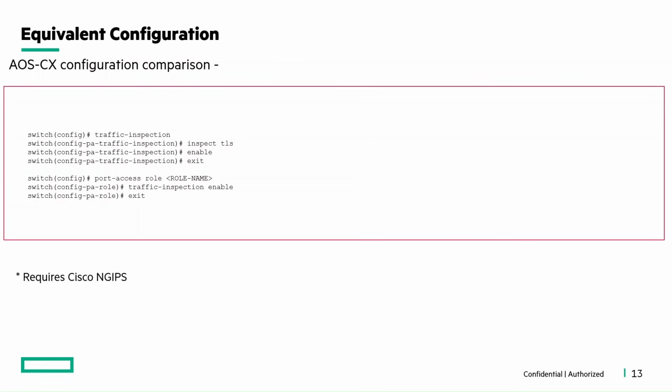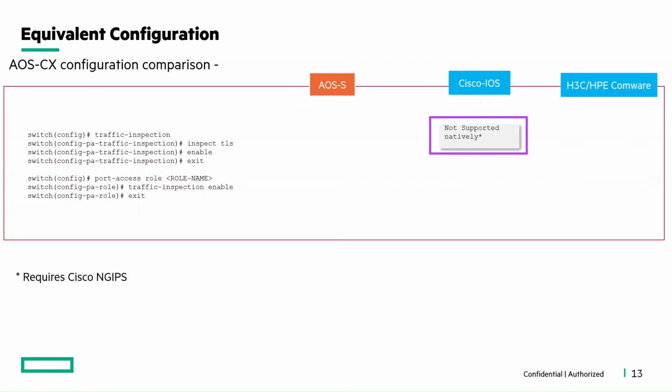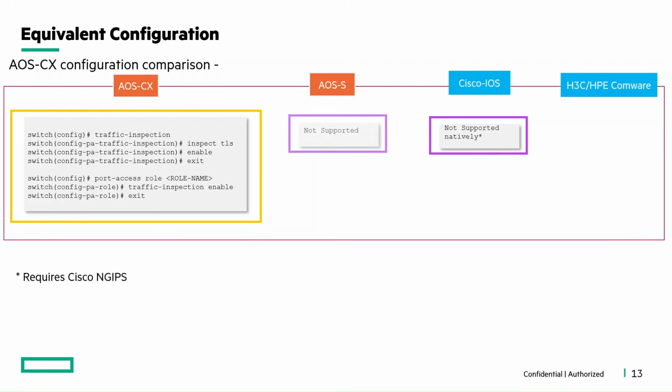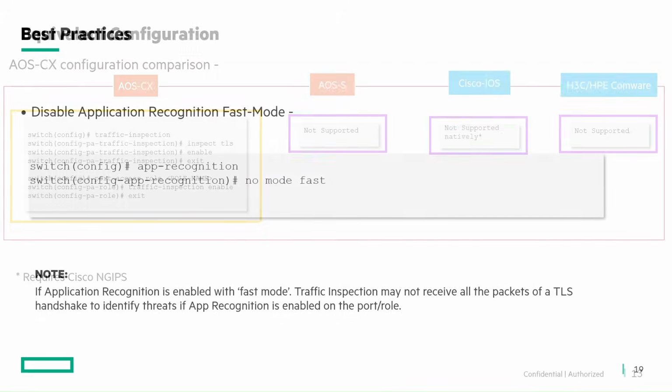Some equivalent configurations. Again, this is the AOS-CX configuration. Today, Cisco IOS does not support this natively. They require the Cisco Next Generation IPS. AOS-CS, our ProCurve line, is not supported, and it is also not supported on the CommWare switches.